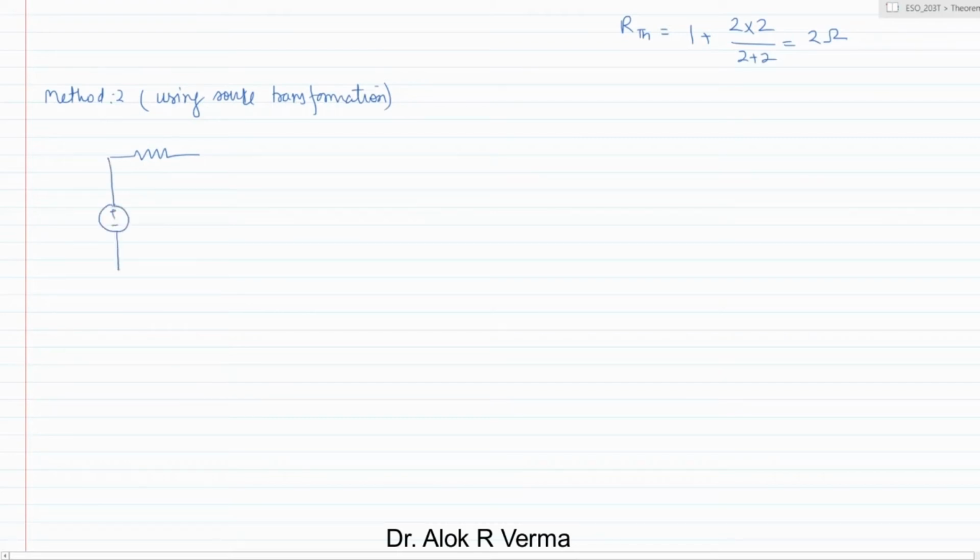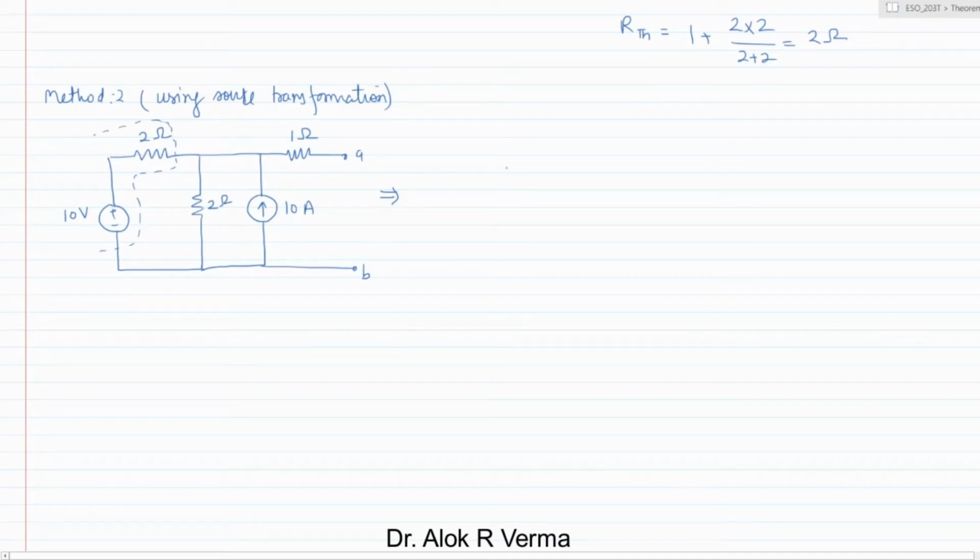This is a battery or a DC source. Here we have a current source connected with the terminals A and B. So this is the circuit. This is 1 ohm, this is 2 ohm, this is 10 ampere, 2 ohm, 10 volt. In this circuit, if we apply the source transformation and convert this part of the circuit as a current source, it can be done because the voltage source is in series with the resistance.